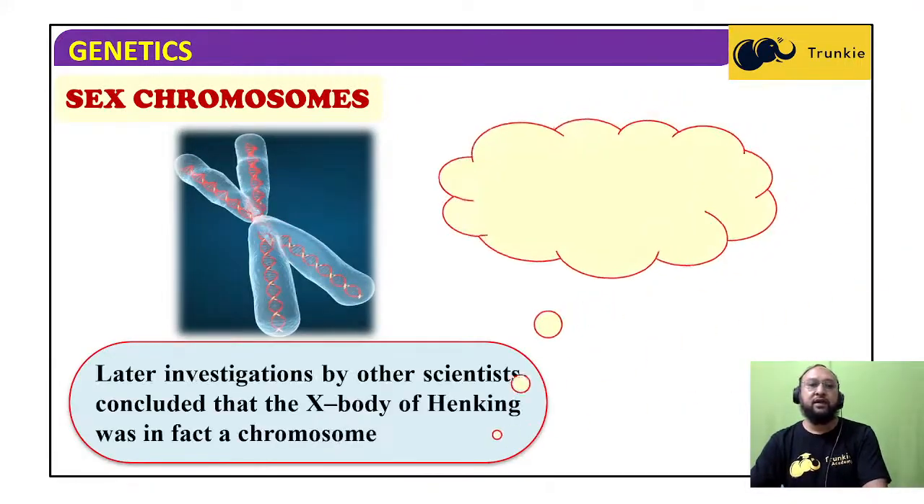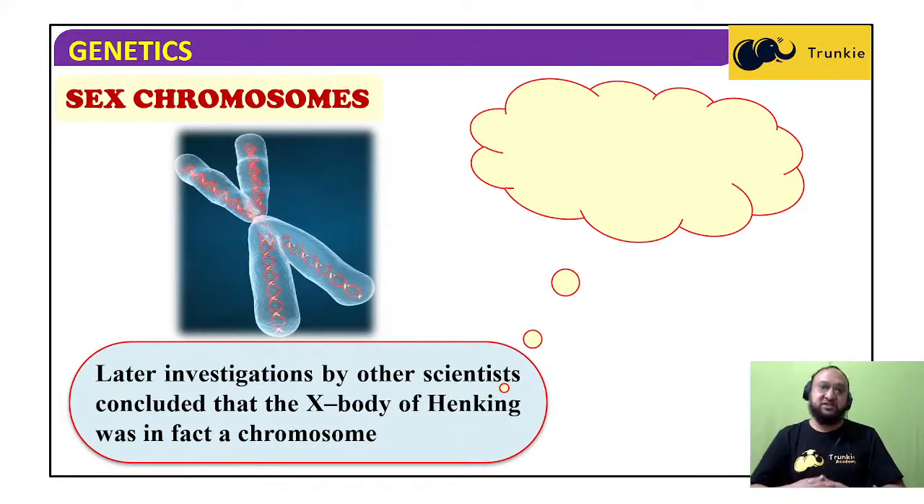Later investigation by other scientists concluded that the X body of Henking was in fact a chromosome. So whatever he thought was an X body was a chromosome. At a time when science and technology were not much developed, scientists used different traditional methods to study. Later, other scientists came to know that what Henking called the X body is actually a chromosome.